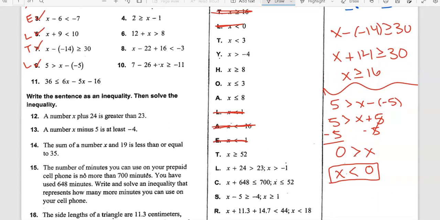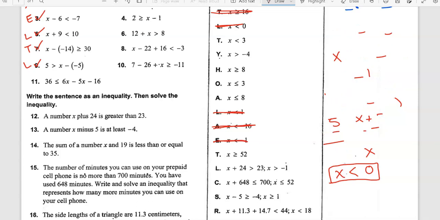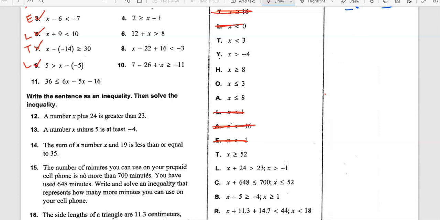All right, one more before we get into the words. Number 11. How is 11 a little bit different? Yeah, we have two x's. So, Abraham, what are we going to do with them? Combine like terms. Yeah, so before we start moving things, here we go. 36 is less than or equal to 6x minus 5x minus 16.